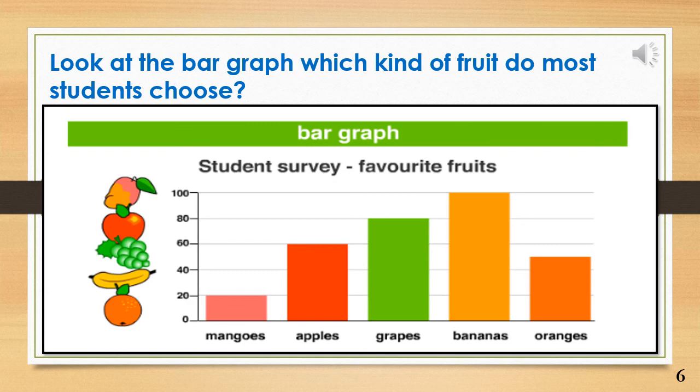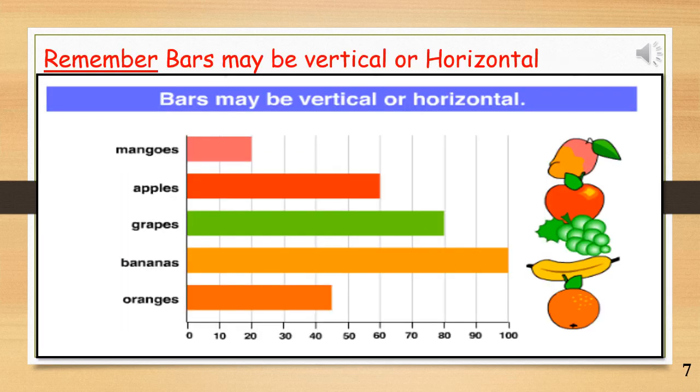Slide number 6. Here we have 5 different fruits that students took a survey of. Look at the bar graph. Which kind of fruit do most students choose? Slide number 7. Please remember that bars may be vertical or horizontal. The one in this slide is horizontal. The one in the previous slide was vertical.